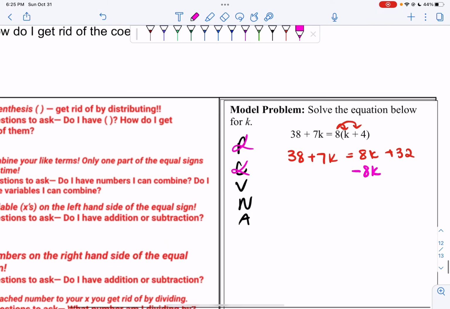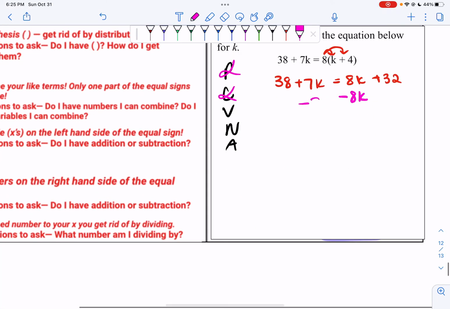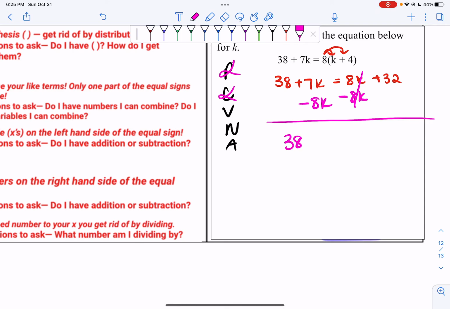So subtract 8k, subtract 8k. So I'm left with 38, 7 minus 8 is -1, so I have minus 1k equals 32. Now all my variables are on one side. Now I need to get my numbers on the other side.